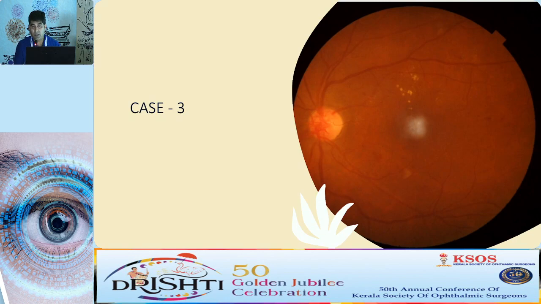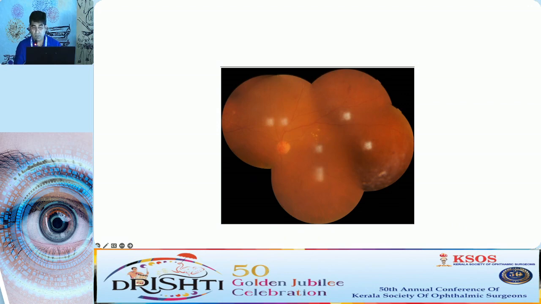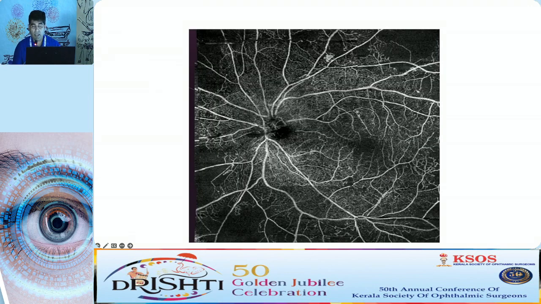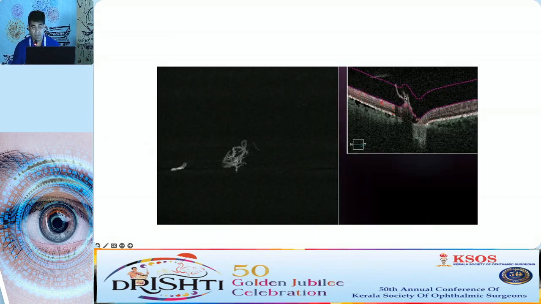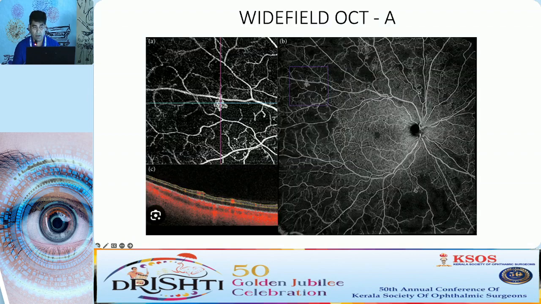Now, this was another patient, a one-eyed patient with a right eye vitreous hemorrhage, and the left eye showed moderate NPDR. And this is the montage picture. But the OCT angiography shows peripheral capillary dropout along with neovascularization from the disc. So the diagnosis changed from moderate NPDR to proliferative diabetic retinopathy.